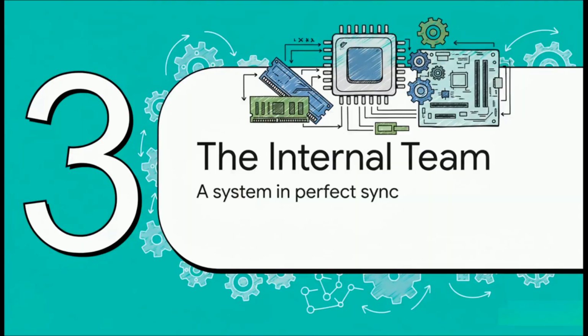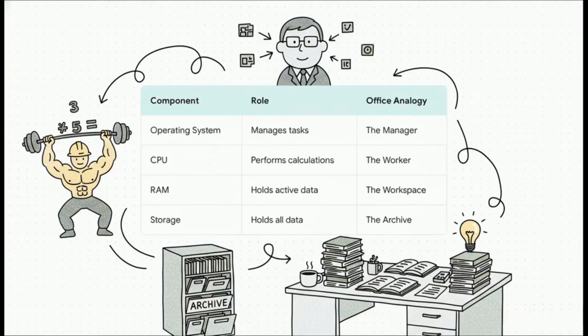So once your request is speaking the right language, it gets handed off to this incredibly well-coordinated internal team. It's not just a bunch of random parts. It's a whole system designed to work together in perfect sync. And this office analogy, it breaks it down perfectly. Just imagine your computer is a super high-tech office. The operating system, that's the manager. It directs all the traffic and tells everyone what their job is. The CPU, that's your star employee, the worker who does all the really heavy lifting and the hard math.